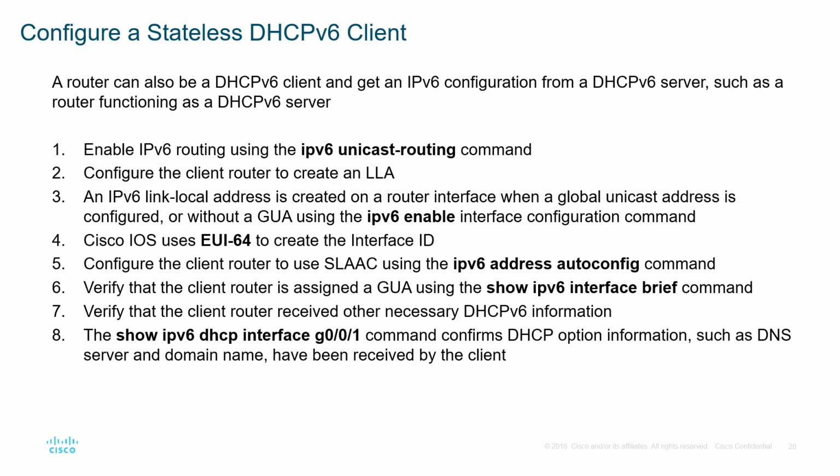Verify that the client router is assigned a GUA with the show ipv6 interface brief command. Verify that the client router received other necessary DHCP information with ipconfig /all, which is the easiest. And then show ipv6 dhcp interface G0/0/1 to confirm that DHCP option information such as your DNS server and domain name have all been received by the client.